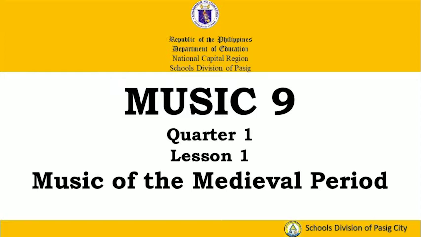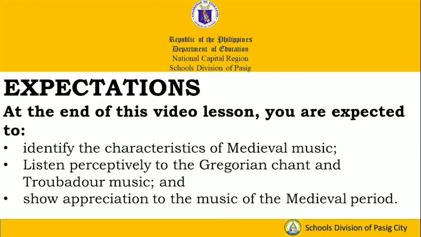We are all here to discuss Module 1 in Music 9. Our first lesson is about the medieval period. At the end of the lesson, we are expected to: 1. Describe the musical characteristics of the medieval period. 2. Listen perceptively to the Gregorian chant and troubadour music. And 3. Show appreciation to the music of the medieval period.